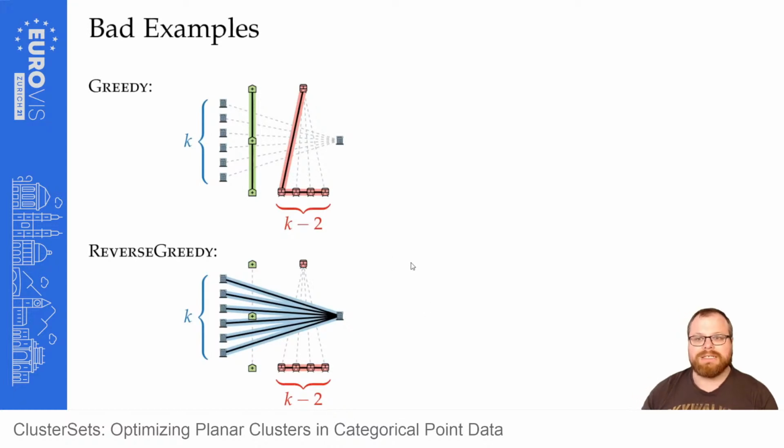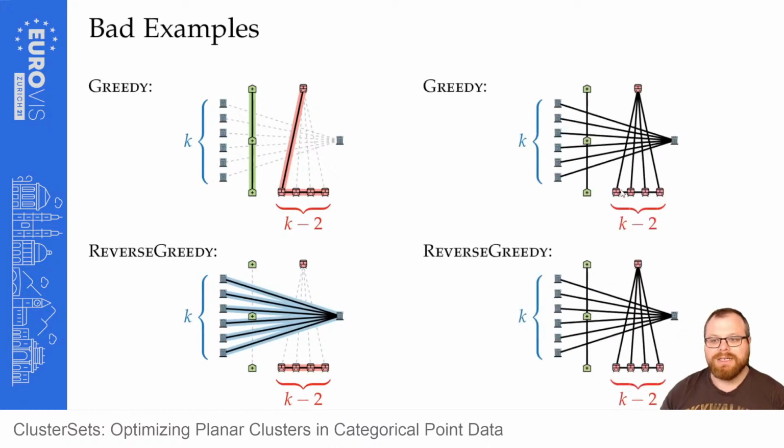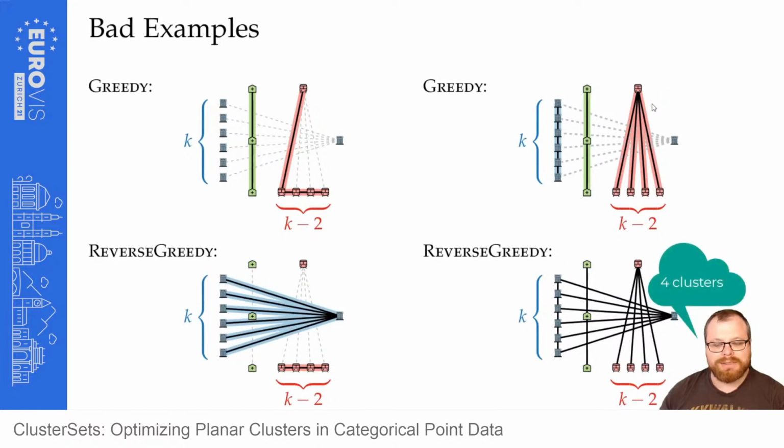On the other hand, if we slightly adjust this example and move this path from here to here, then it's the other way around. Now the greedy first picks the planar edges, then it picks a green edge, then it picks another green edge, and it can pick all of the red edges. And we get in total 3 clusters.